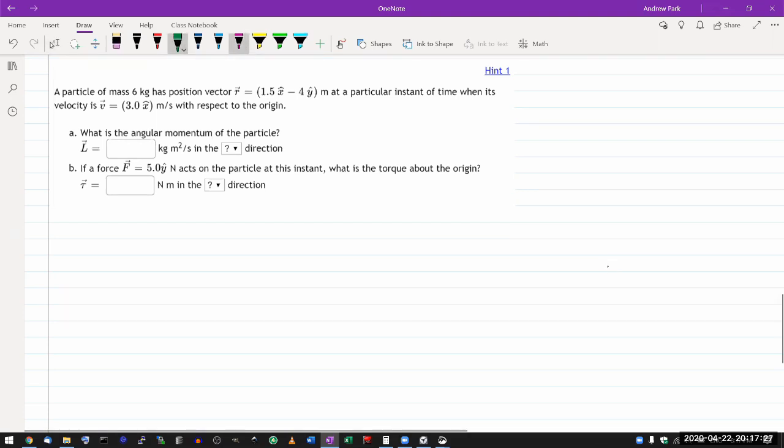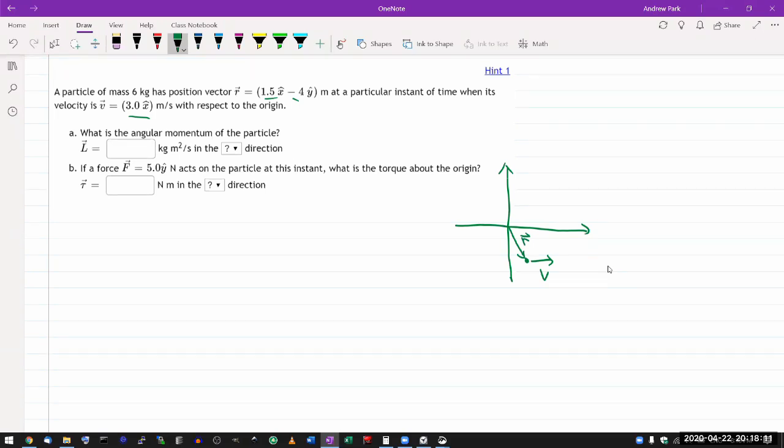So let me just draw some figures so that I have something to visualize. The particle is going to be in quadrant 4 because it has positive x and negative y. It's somewhere over here, and it has positive x velocity. So it's moving in that direction with the speed of v. And this is my r.